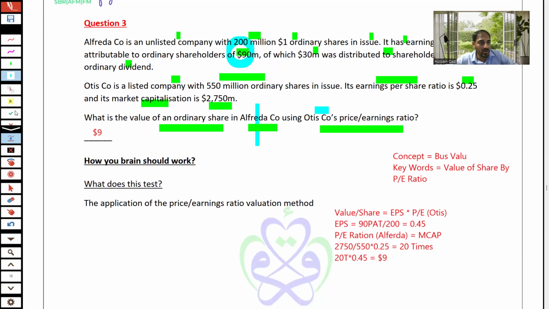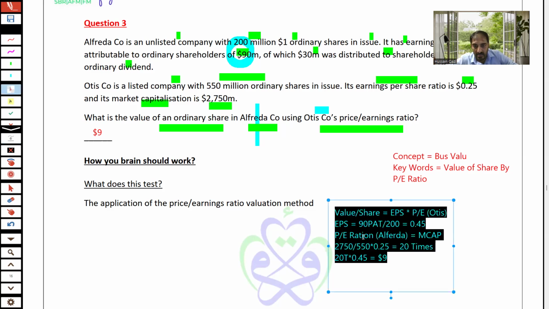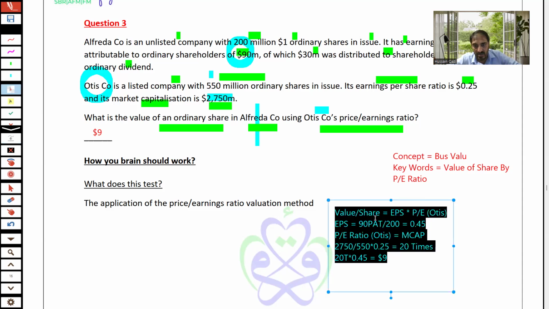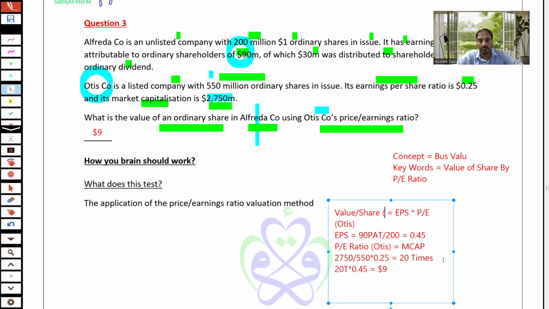Okay. Sorry, my mistake. I'm sorry. One moment. Here I mentioned PE ratio, not Elforder. This is Otis company. I'm sorry. PE ratio here, that is 2750 divided by total, this is the data of Otis. I'm sorry. Here we need to calculate the value per share of Elforder.